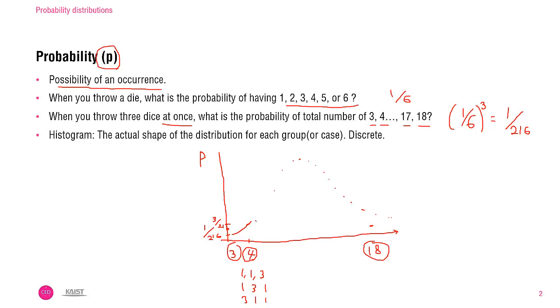And before you draw this curved line, because on the x-axis there are only 16 categories, you draw a bar chart which has a height of the probability in such a way. And so this is actually a histogram. A histogram is the actual shape of the distribution for each group, in this case, each total.